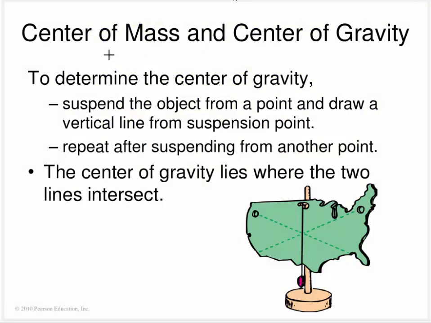How do we go about determining the center of mass or the center of gravity? Essentially, you can take an object, any object at all, and suspend it by one corner and drop a plumb line, or a line with a weight on it. And the plumb line's going to go like that.